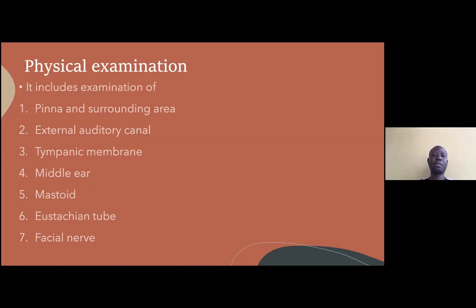Physical examination includes examination of the pinna and surrounding area. The pinna is the outer ear. You look for any deformity, swelling, change of color, tenderness, temperature, differential warmth, or any abnormality. Then you have to examine the external auditory canal, that's the ear canal.